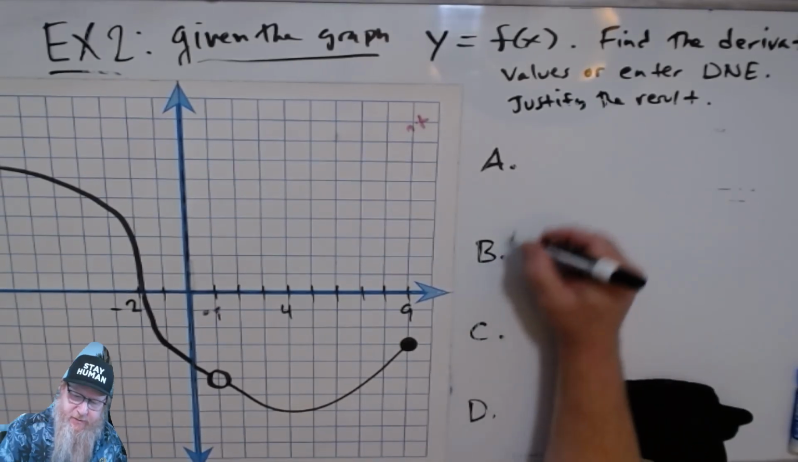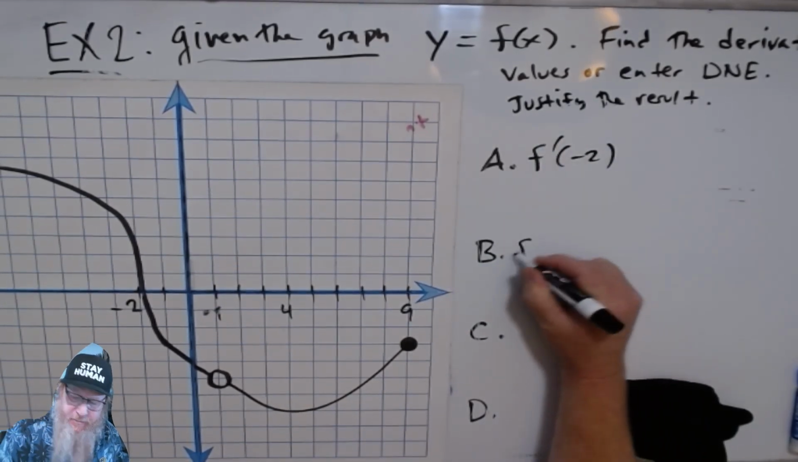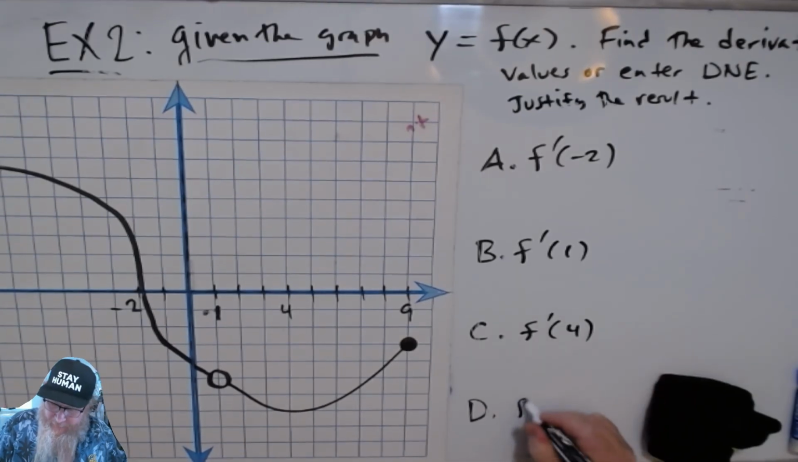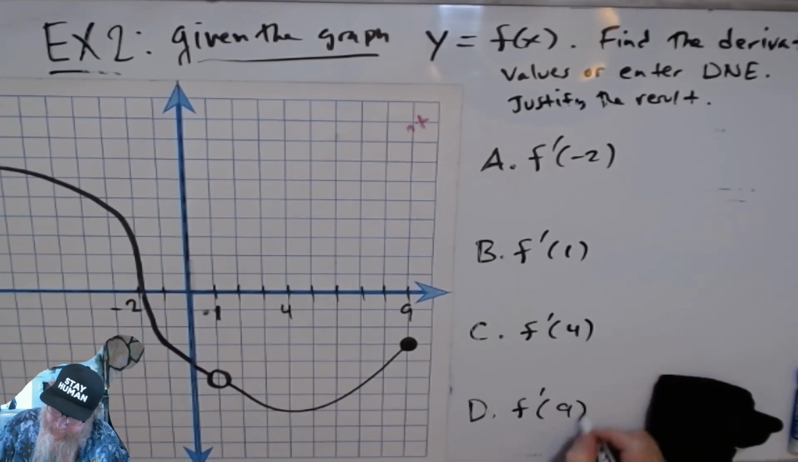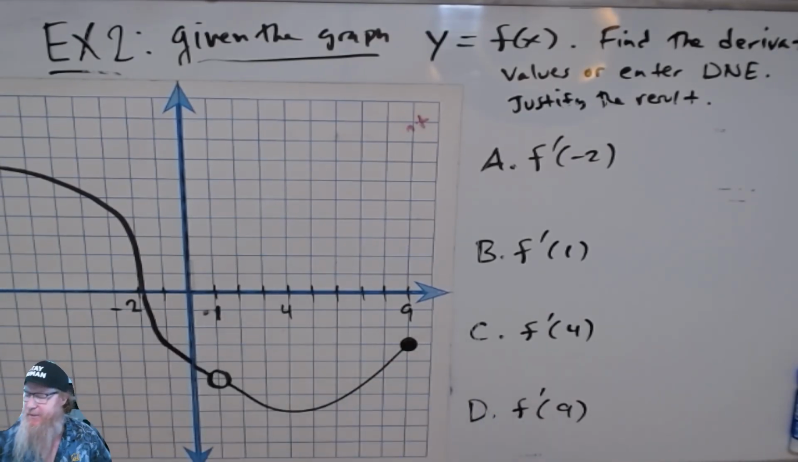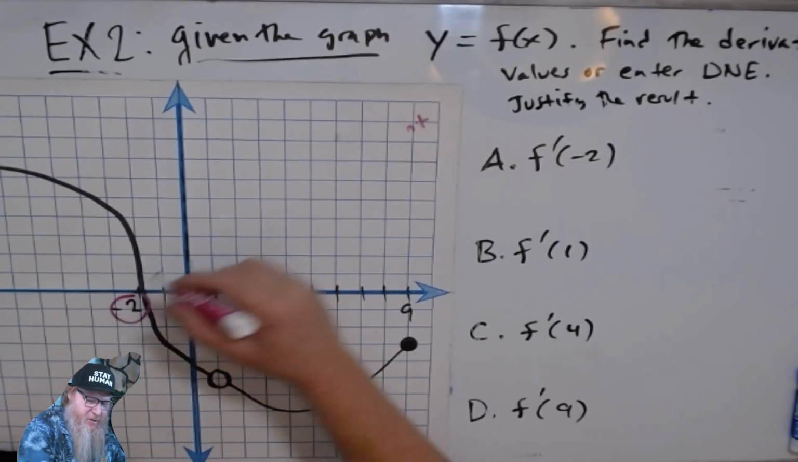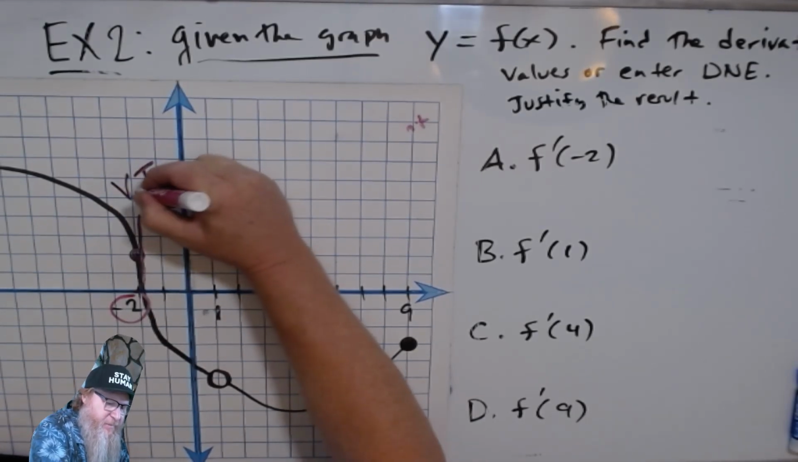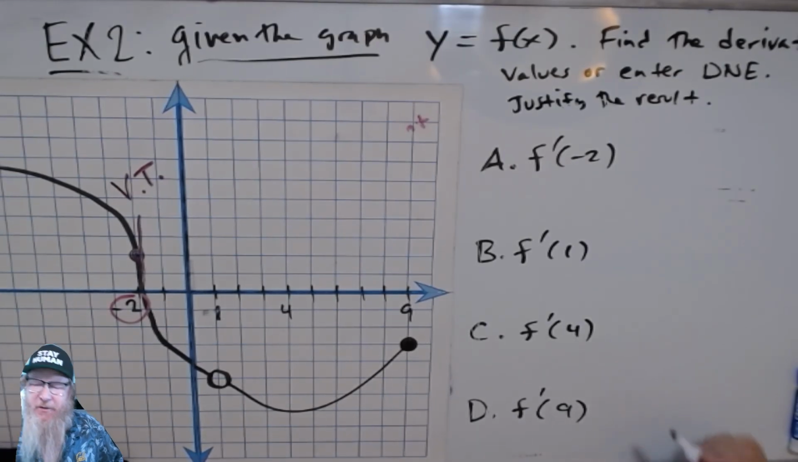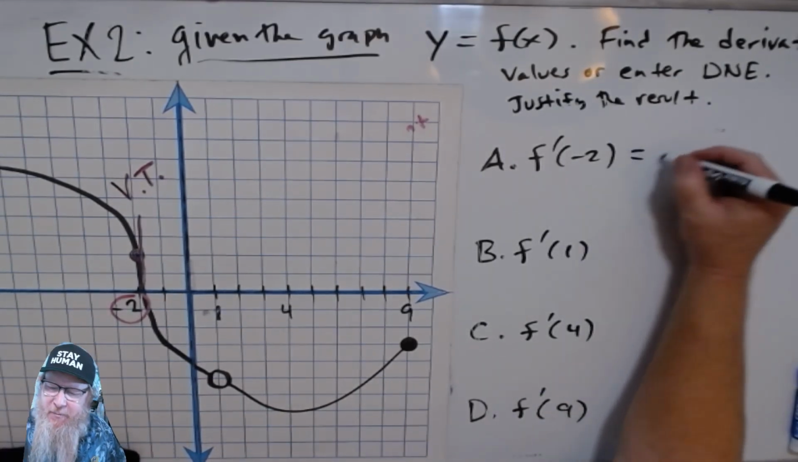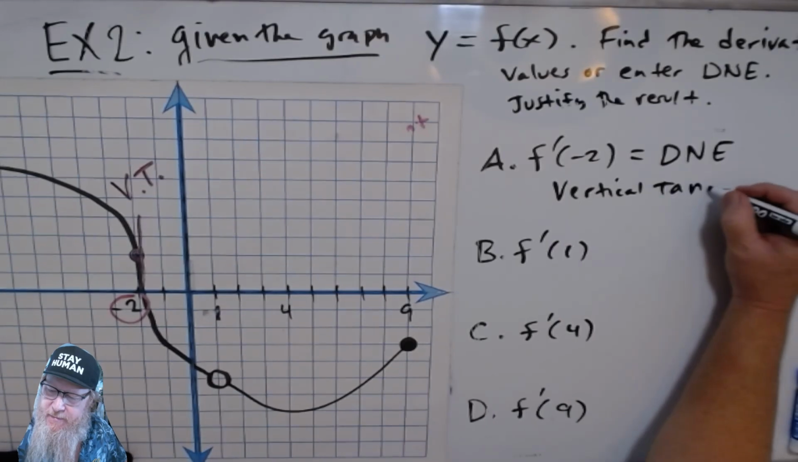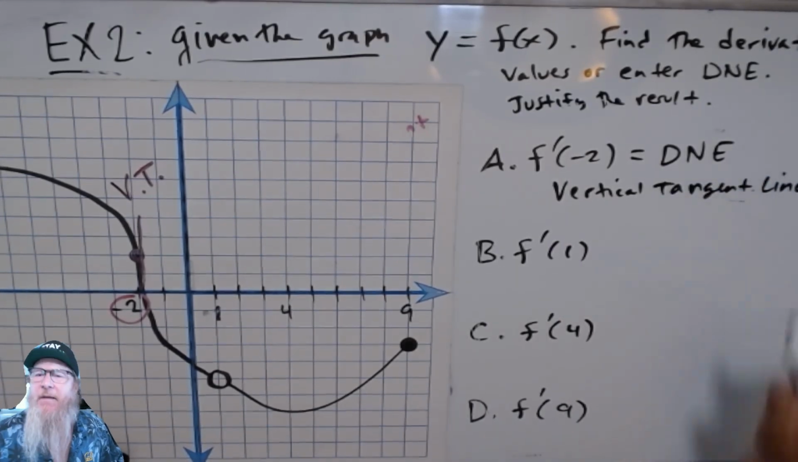All right, so let's do f prime of -2, f prime of 1, f prime of 4, and f prime of 9. And again, we can just read this right off the graph. So at -2, we have a vertical tangent line. Call that VT, vertical tangent line. So that one will be DNE.